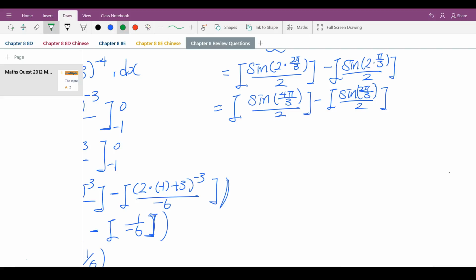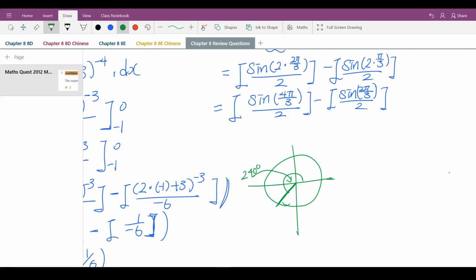I'll use a different color pen here just for better clarity. So, circle. Alright, so 4 pi over 3 is 240 degrees. Now, 240 degrees is somewhere down here. Right? So, that is 240 degrees.